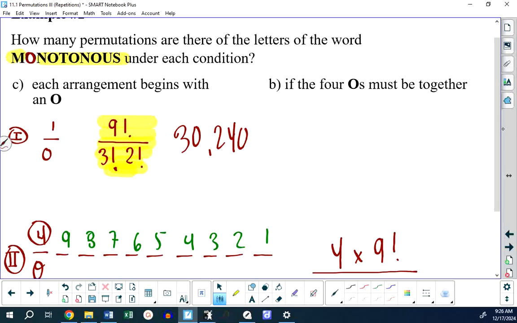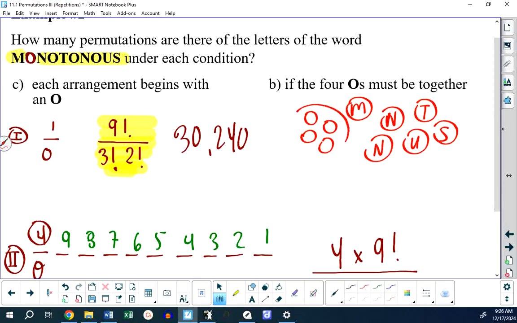Well, we don't have to multiply by the number of ways to arrange the 4 O's. We can just take those 4 O's and put them together. We have an M, we have an N, we have a T, we have another N, we have a U, and we have an S, and we have the 4 O's. Monotonous. 1, 2, 3, 4, 5, 6, 7, 8, 9. Okay. So what we're really arranging then is this, this, this, this, this, this, and this.